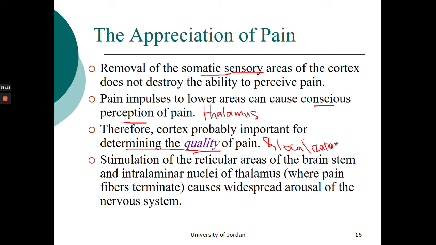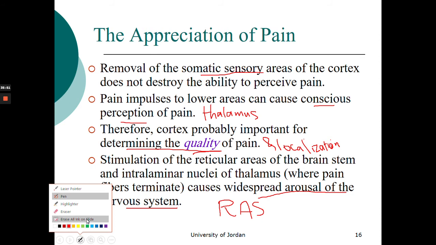Stimulation of the reticular areas of the brainstem and intralaminar nuclei, where pain fibers terminate, causes widespread arousal of the nervous system. RAS, the reticular activation system. So these are important to awaken a person who is sleepy. That's why people wake up from sleep because of slow, aggravating pain.